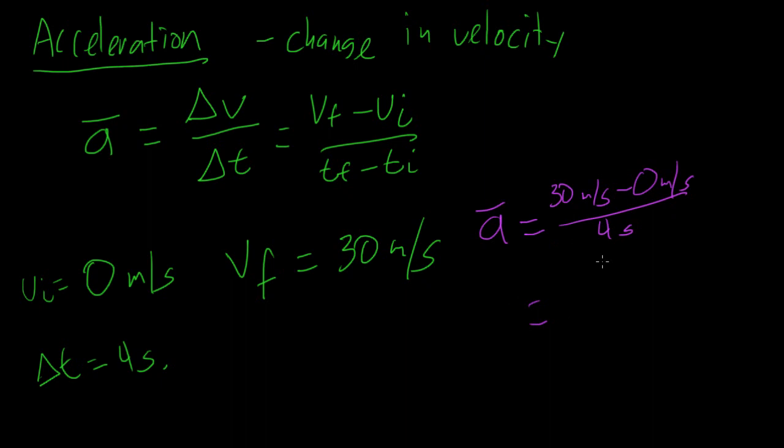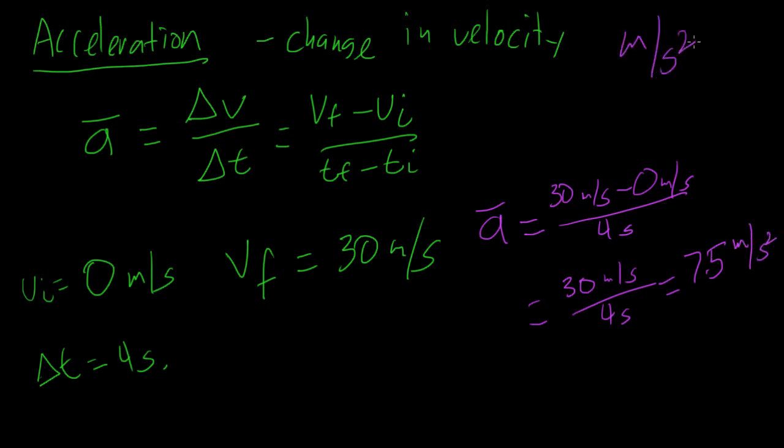So simplifying this, 30 minus 0 is 30. So we have 30 meters per second divided by 4 seconds. 30 divided by 4, that's 15 over 2, so that's 7.5 meters per second divided by seconds. Well, that's going to be meters per second squared. And meters per second squared is our basic unit of acceleration. So whenever you have acceleration, it's supposed to be in meters per second squared. You'll have a few problems on acceleration in today's work as well.